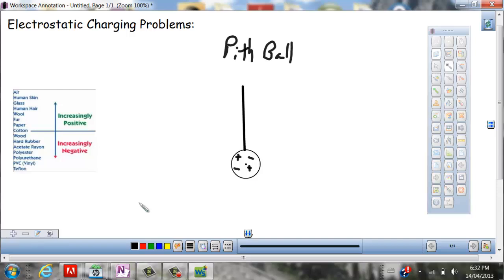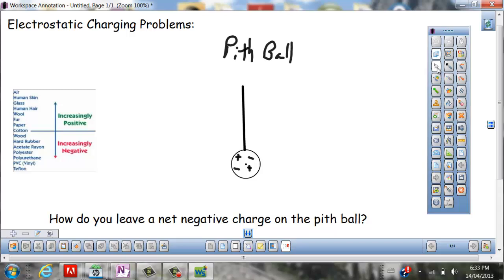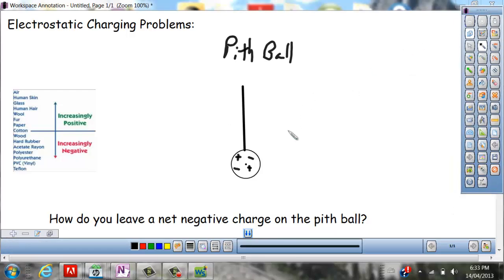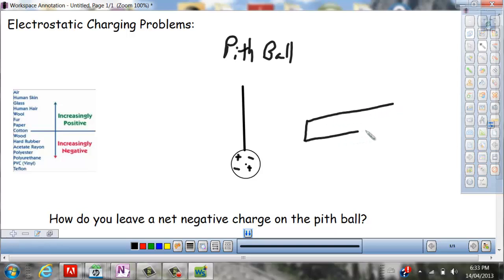So a question we might encounter in a test: how do you leave a net negative charge on a pith ball? To answer this, we go to our electrostatic series. What we have to keep in mind is there's more than one way to skin a cat here. But what we're interested in doing is bringing an object with a net negative charge into contact with our neutral pith ball. So we can take a trusty plastic rod or ebonite.